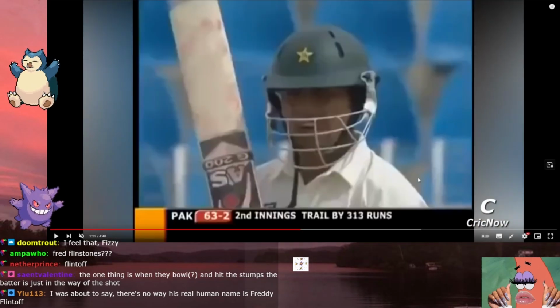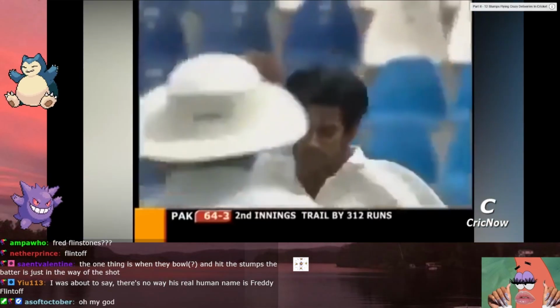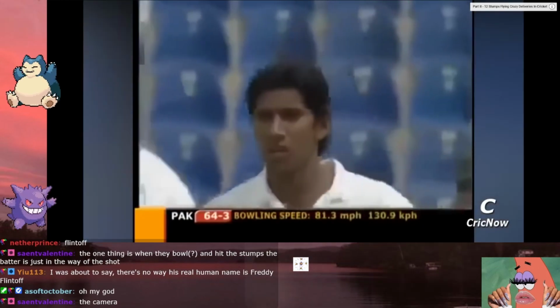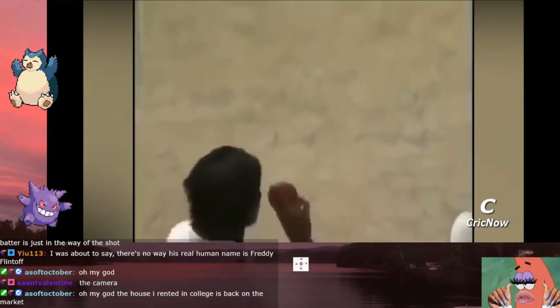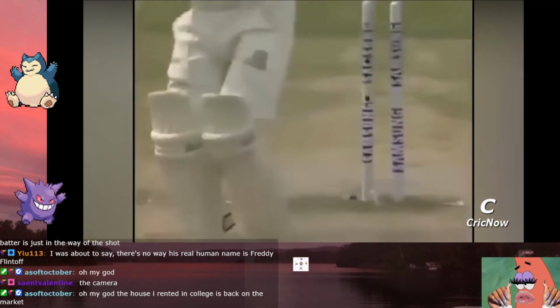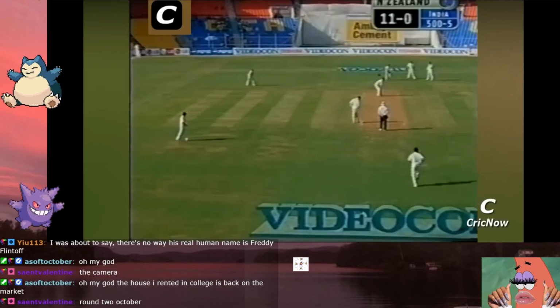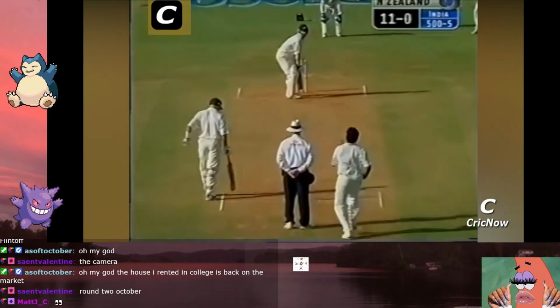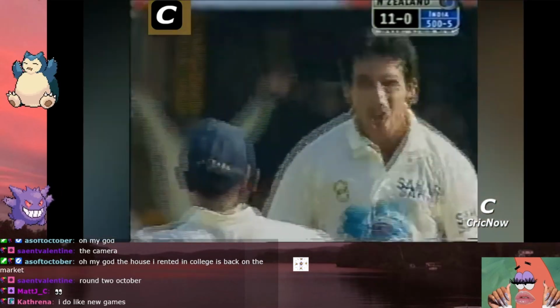The one thing is when they bowl and hit the stumps, the batter is just in the way of the shot. Oh, the camera. I see what you mean. Yeah, that's going to happen. Did he chop that on?